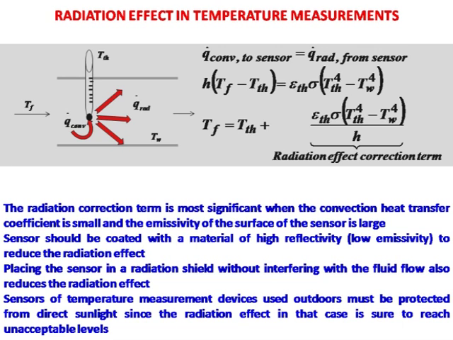Now let us rearrange this a little differently. I get Tf equal to T thermocouple plus epsilon thermocouple into sigma into T thermocouple to the power of 4 minus T wall to the power of 4, upon H. So you see, ideally what am I expecting whenever I insert a thermocouple? I expect that my thermocouple is going to show the fluid temperature. Not always so. Why? Because of this correction term.